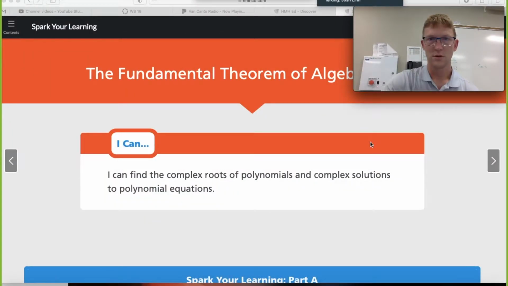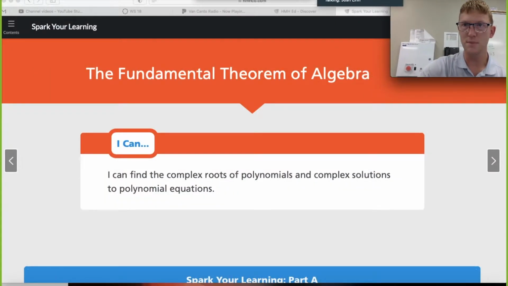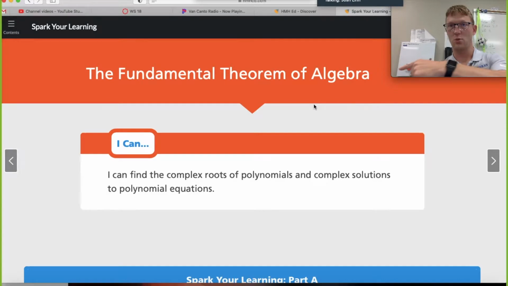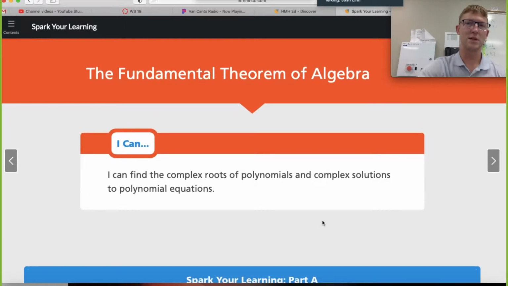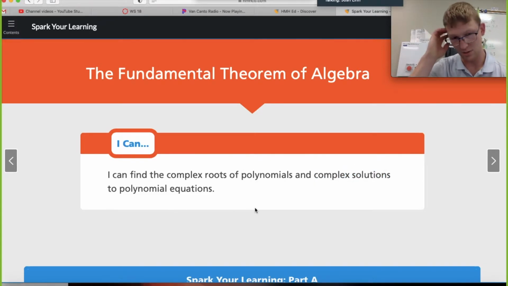So we are at 5.2, the fundamental theorem of algebra. You should be able to see it right there. What we're going to be doing is finding complex roots of polynomials and complex solutions to polynomial equations. Think about what we did last time in 5.1: we were finding roots to polynomial equations. Here in 5.2, those roots can now include complex solutions, so remember things that involve i, as well as irrational solutions.